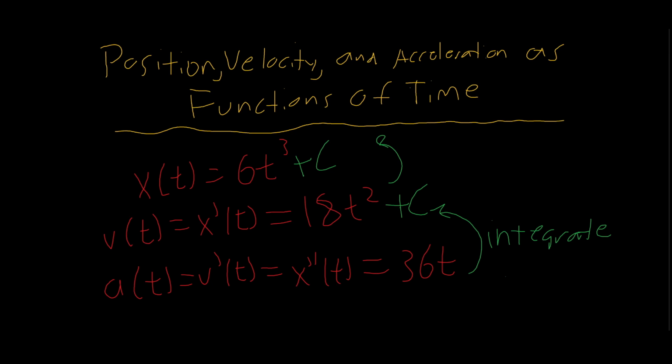So if the position, it says at t equals 0, the position is 0, we would know that that constant of integration would be 0. If it said, for example, at t equals 2, the position was 50, we could figure out that the constant of integration, or that plus c, would be plus 2.